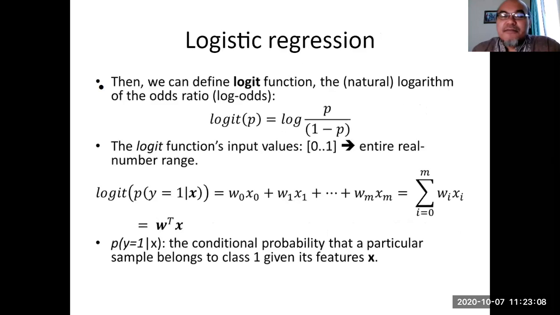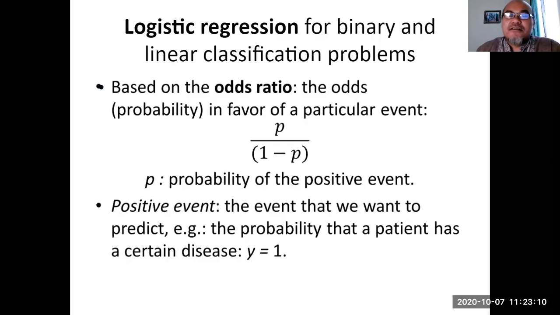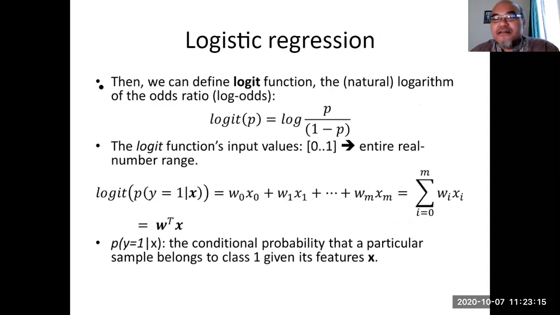From this probabilistic view of logistic regression, the probability ratio, we can define the logit function. The natural logarithm, ln in normal mathematical symbol, but we write it here as logit. The natural logarithm of that odds ratio, the log of the odds, so the natural logarithm of the previous function, P divided by 1 minus P.